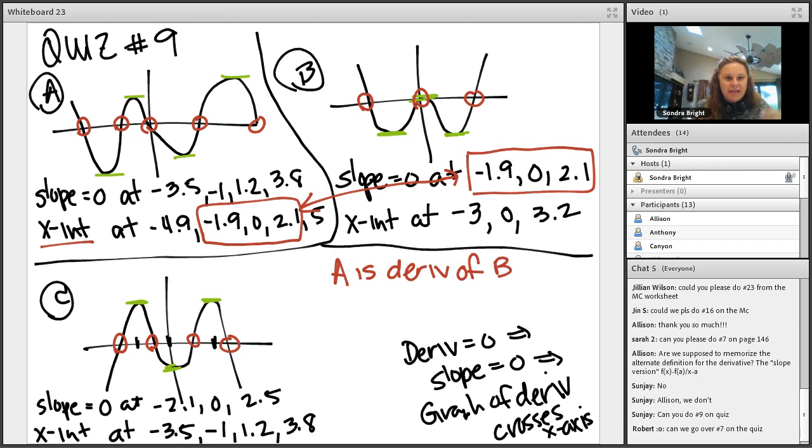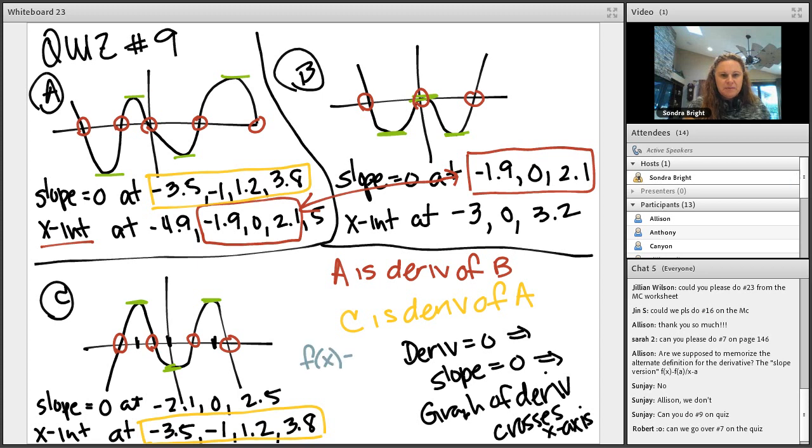That's my claim right now. And then any other matches? What else did I see? Oh, look, I've got x-intercepts at negative 3.5, negative 1, 1.2, and 3.8 when the slope of this guy is that, which means that C is the derivative of A. So the derivative will have x-intercepts when the original graph's slope is 0. So you just match those up. And so that's why f of x was B. The derivative of B was A, and the derivative of A was C. So it should have been BAC. All right, that's number 9.